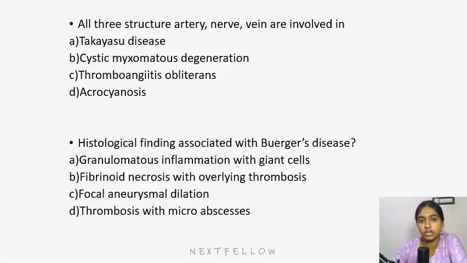Next question, all three structures, that is artery, nerve and vein, are involved in thromboangiitis obliterans. Okay, we have already studied in the previous slides. In Buerger's disease, all the three, nearby vein as well as artery may also be involved. Next question, histological finding associated with Behçet's disease. Options: granulomatous inflammation with giant cells, fibrinoid necrosis with overlying thrombosis, focal aneurysmal dilation, and thrombosis with microabscess. In Behçet's disease, we most commonly find thrombosis with microabscess.